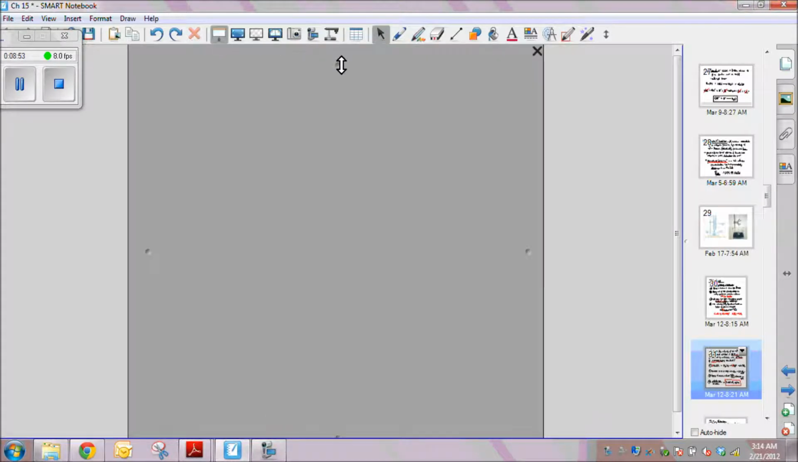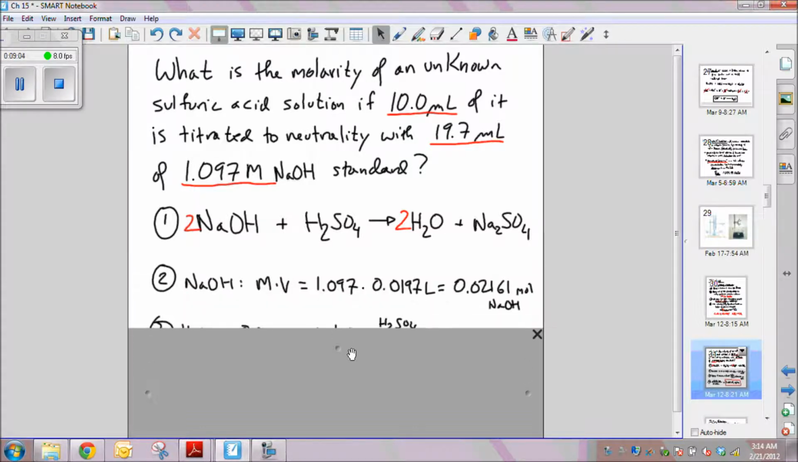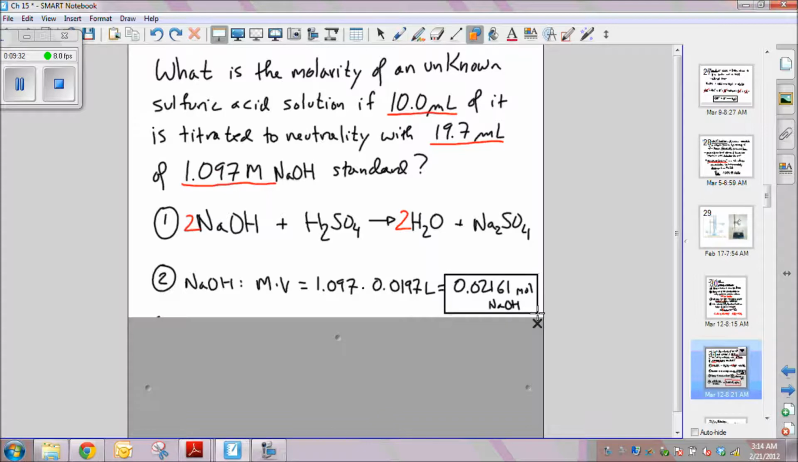So first step, of course, is to write a balanced chemical equation. That's shown here. You guys have seen this before, so I'm going to move quickly through this. And second step, calculate the number of moles of standard, your known, that you use to titrate to neutrality. So M times V is 1.097 moles per liter, shown here, times the volume, which is 19.7 milliliters. Convert that to liters, don't forget, and you get the number of moles of sodium hydroxide used to titrate the unknown to neutrality. That's shown here.